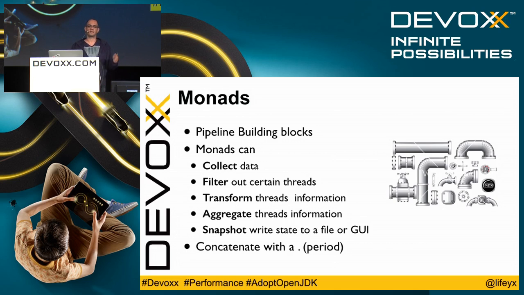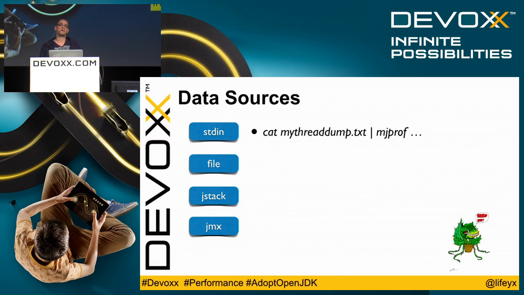Concatenating monads is done by putting a period. mjprof is defining some kind of a DSL, but it's only a single line of a program which fits into the command line. So let's have a short intro of what kind of monads we have. First of all, we have data sources. The most trivial data source is standard input.